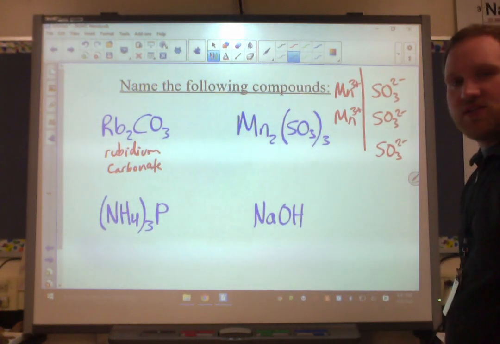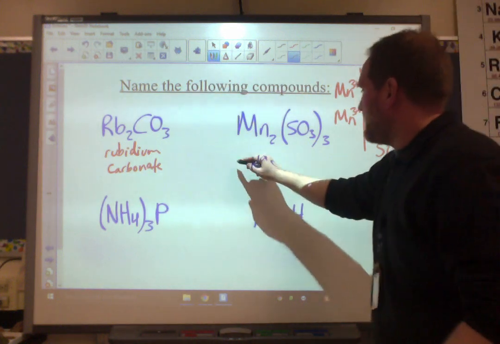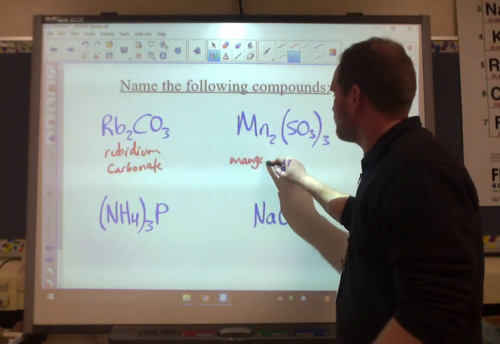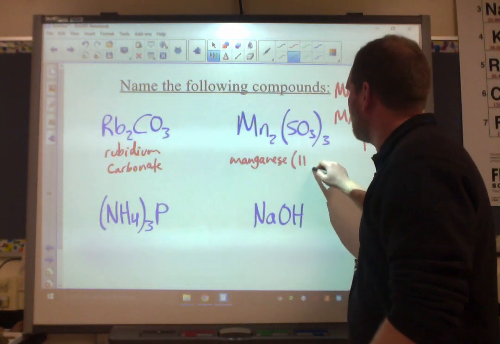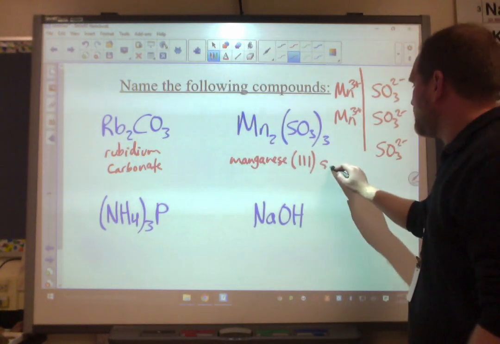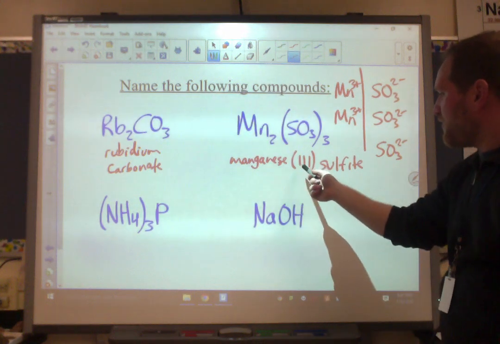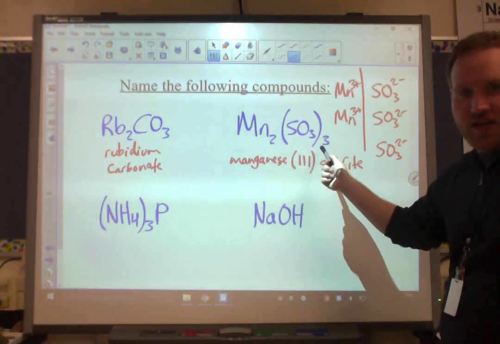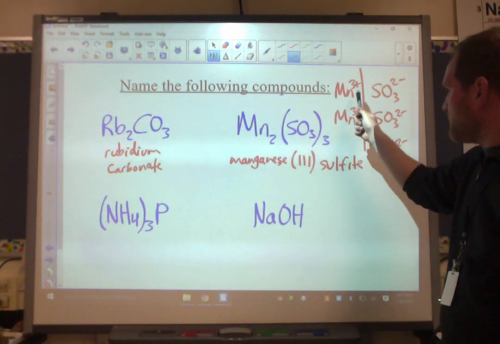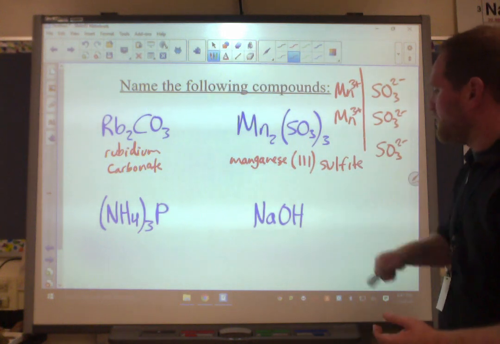That's the only way to balance it out, and therefore this is going to be manganese, Roman numeral 3, sulfite. And just to clarify, it is not 3 because you have 3 of these on here. It is 3 because the charge of the manganese is 3+.